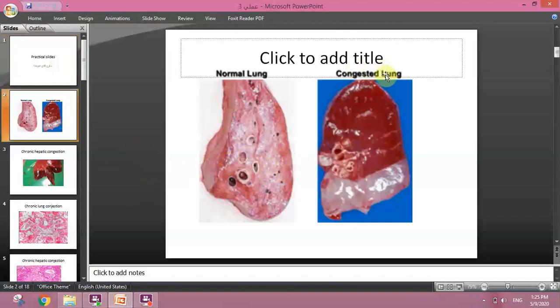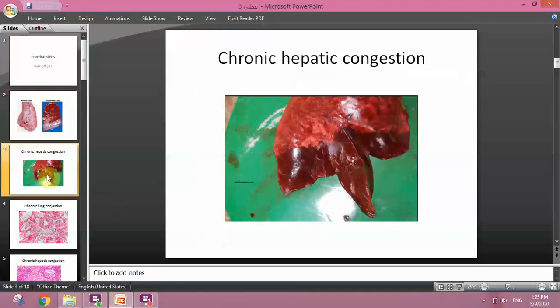This picture is a gross picture of the normal lung on the left and the congested lung on the right. Look at the difference. The congested lung appears wet and heavy with a dark red color, as the blood engorges the capillaries. The second picture is a congested liver. This portion is congested and appears dark red and wet, compared with the light pink normal portion.